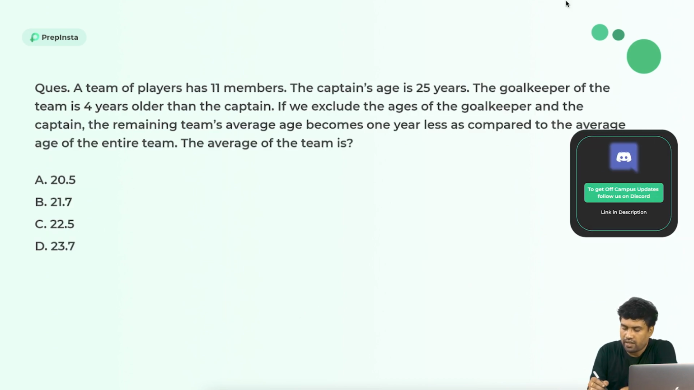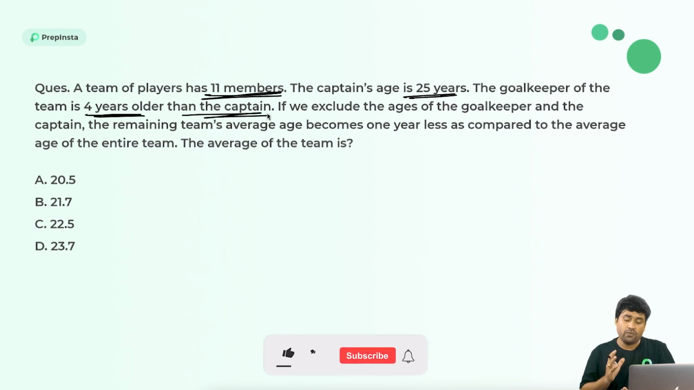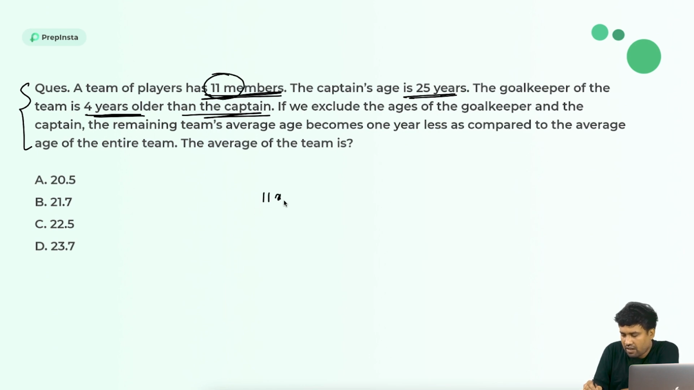So here the question they have given: a team of players has 11 members. So the total group consists of 11 members. The captain's age is 25 years and the goalkeeper of the team is 4 years older than the captain. Again I am telling you guys, whenever you have more than 2 to 3 lines of data, always keep a rough note in your paper so that you don't have to revisit the lines or the data, and it will save a lot of time for you. For example, the average of 11 members is given, so the sum will be 11x. I will directly write it and I will never come to this data again. If you are coming back to the data, you are wasting your valuable time in your examination.